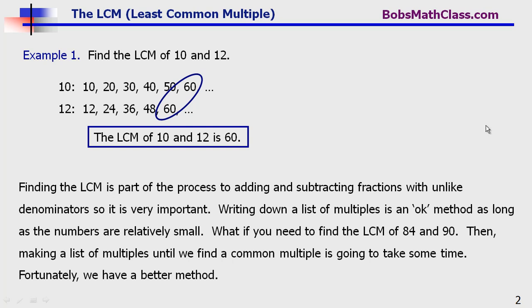Think about that. If our numbers were 84 and 90, let's see, 84, and then 84 times 2 is 168. And then 84 times 3, well, I can't do that in my head. I have to go ahead and work it out. So that's a process. And actually, the answer to the LCM of 84 and 90 is 1,260. So it's going to take a while to get there.